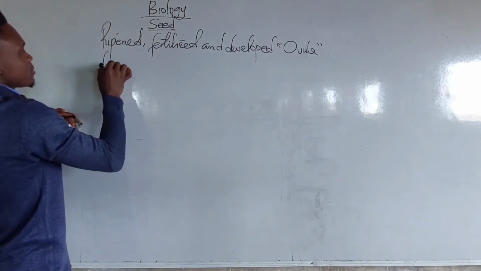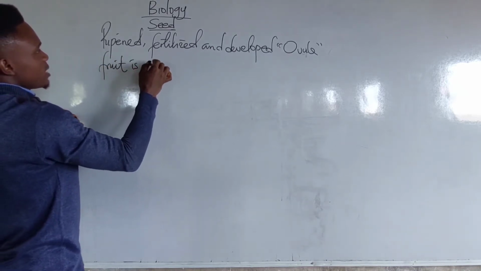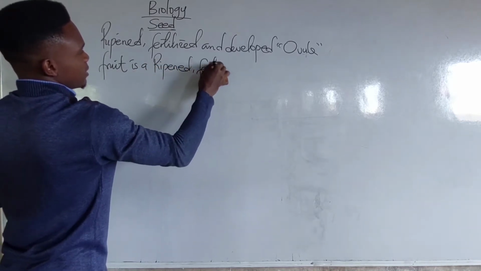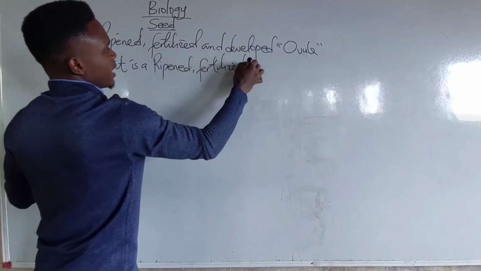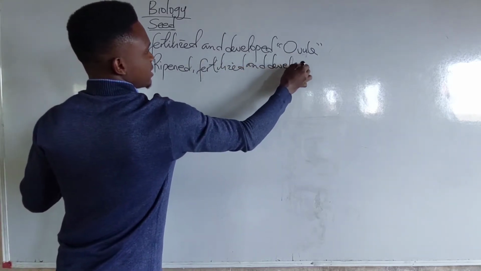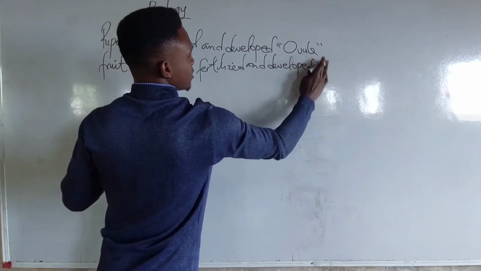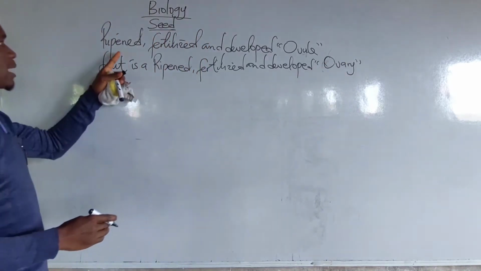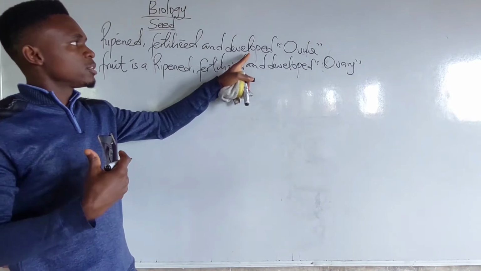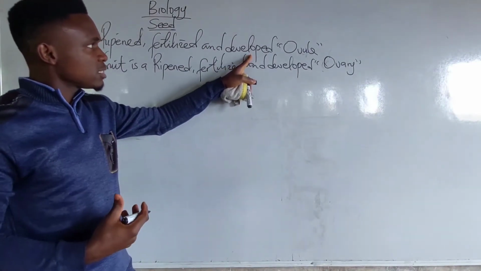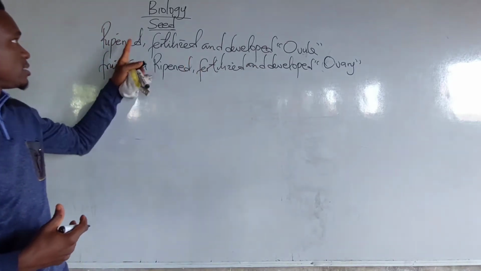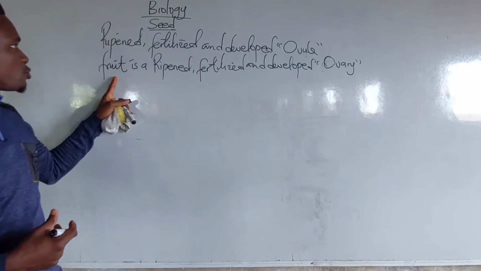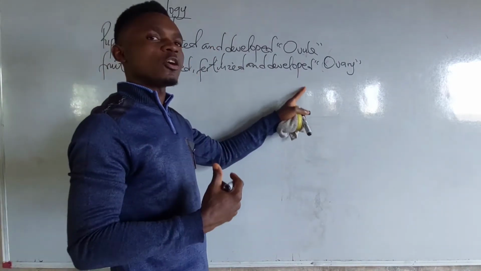Fruit is a ripened, fertilized and developed ovary. Sorry. Now, a ripened, fertilized and developed ovule is called what? Seed. Fruit is a ripened, fertilized and developed ovary.